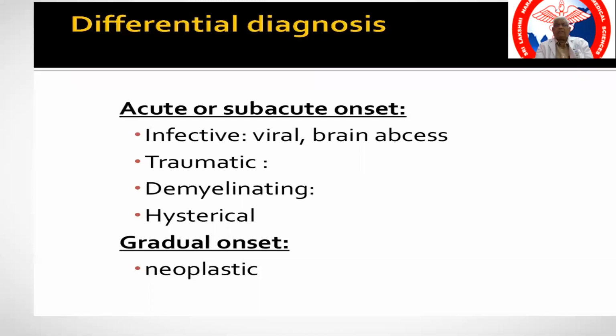The differential diagnosis: acute and subacute onset are infective, viral, and brain abscess, traumatic, demyelination, hysterical. Gradual onset with very long duration usually has an etiology of neoplasm, with years of duration.